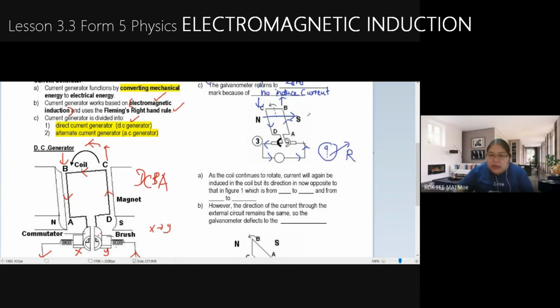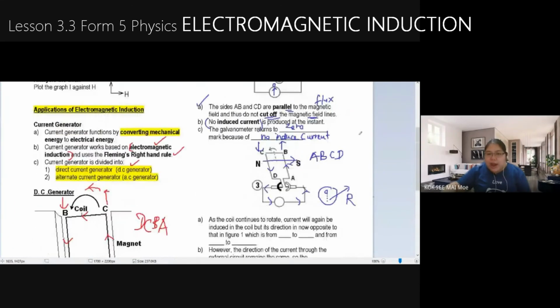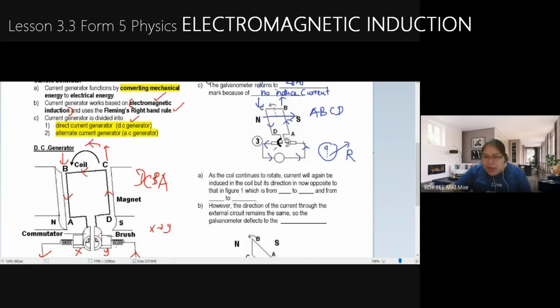Internally, how does the coil move, how does the induced current move? Now it's from A, B, C, D. Just now it was D, C, B, A. The galvanometer goes right. Now when it turns 180, the galvanometer is still right, but the internal coil direction becomes A, B, C, D. But the rotation is the same direction, always clockwise. Just the internal becomes A, B, C, D.